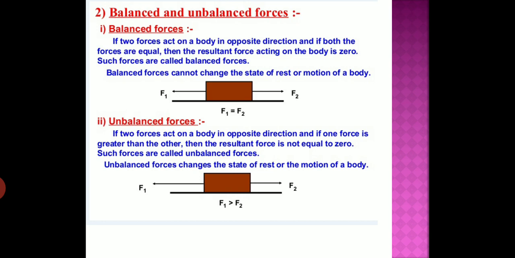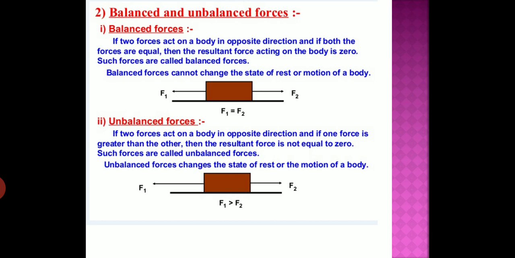So if this block is pulled from both sides with equal force, if force F1 is equal to force F2, what will happen, students? If F1 is equal to F2, what will happen? The block will not move, and such forces are called balanced forces, and they do not change the state of rest or motion of an object. So this type of force is called balanced force.